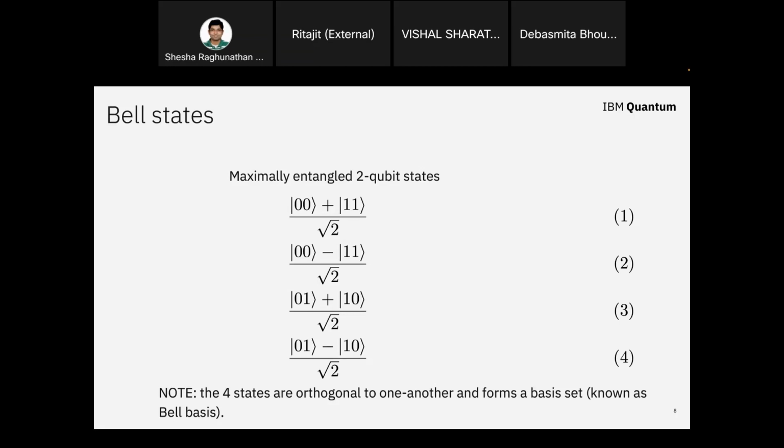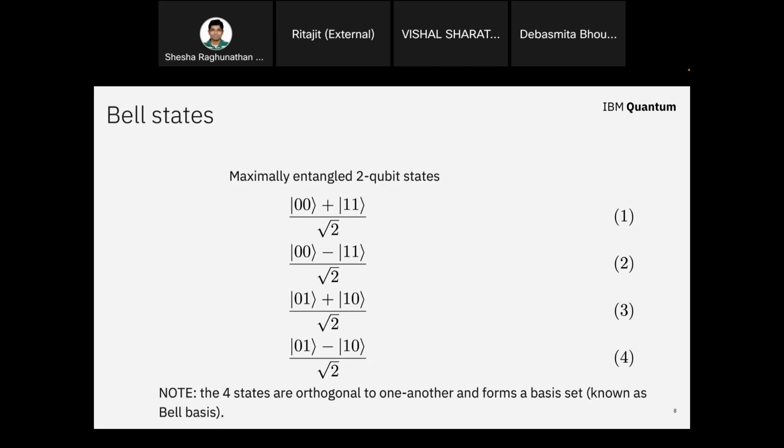And similarly, if you have 0, 0 minus 1 and you want to measure that, you're going to get 1 in the second equation and so on and so forth. So these are known as what is called a Bell basis. And you can measure these in these particular bases.